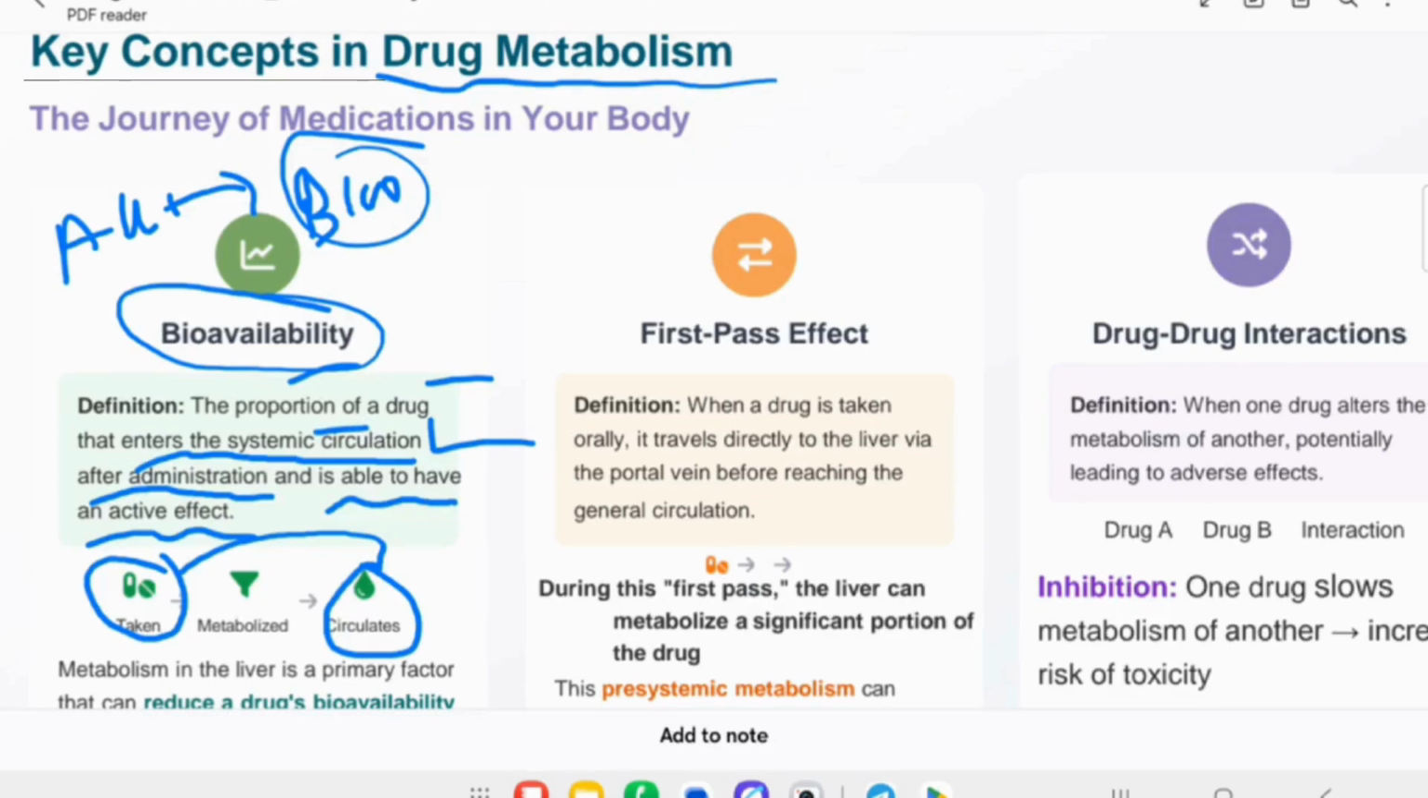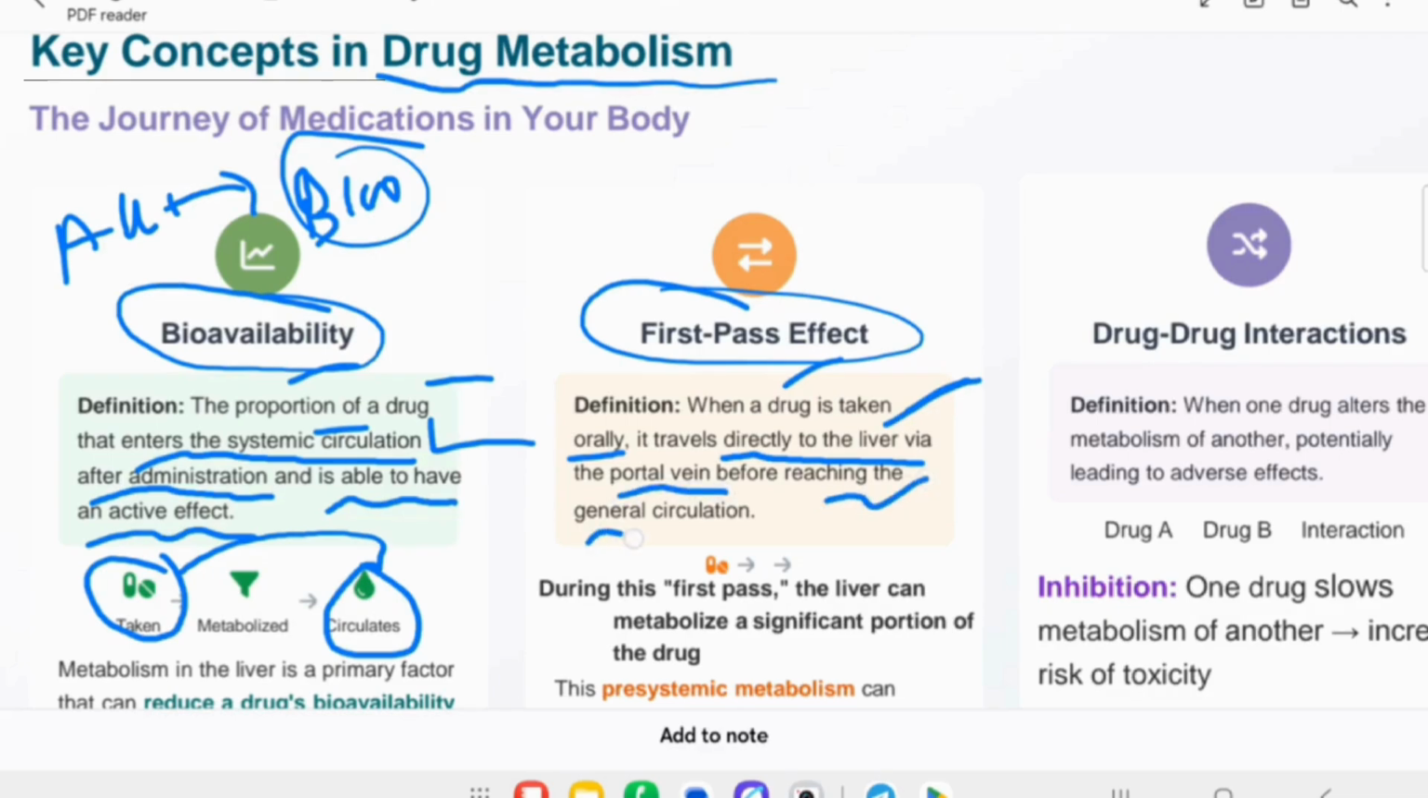Then the second one is the first pass effect. It is defined as: when any drug is taken orally, it travels directly to the liver with the help of a vein called the portal vein before the drug reaches the general circulation. So during this first pass, the liver can metabolize a significant portion of the drug.